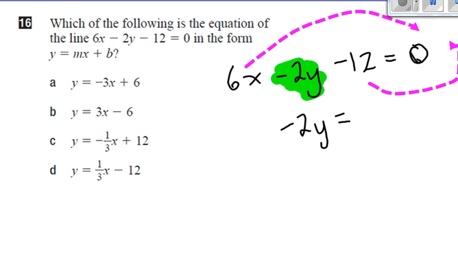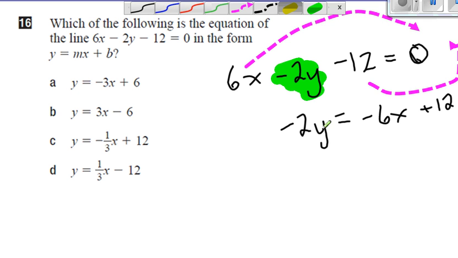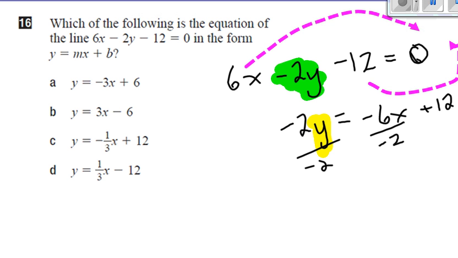And of course, when something moves to the other side, the reason is because we eliminate it. To eliminate 6x, I have to do minus 6x. To eliminate negative 12, I have to do positive 12. So I have isolated the negative 2y term, and now I need to get y itself isolated. That means I need to get rid of the multiplication of negative 2. So divide by negative 2 on every term. Here I'm left with y. Negative 6 divided by negative 2 is positive 3x. And positive 12 divided by negative 2 is negative 6. So the answer is B.